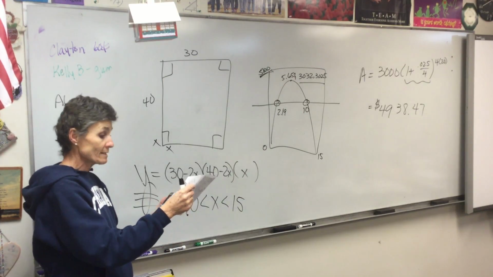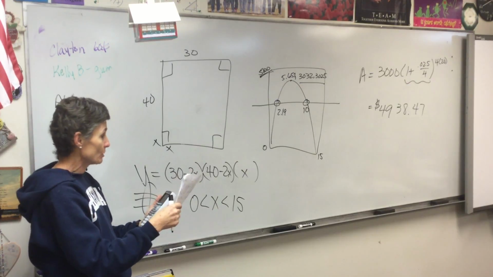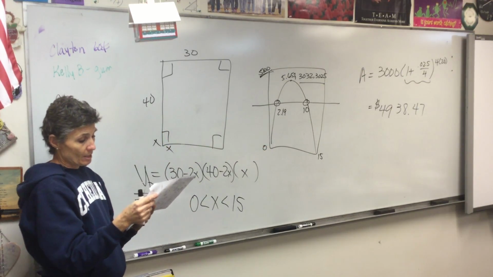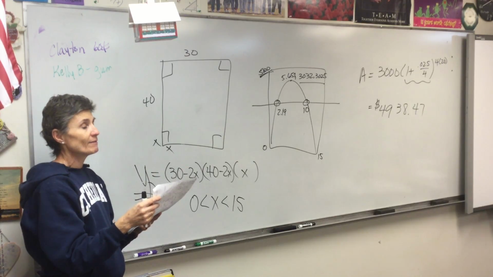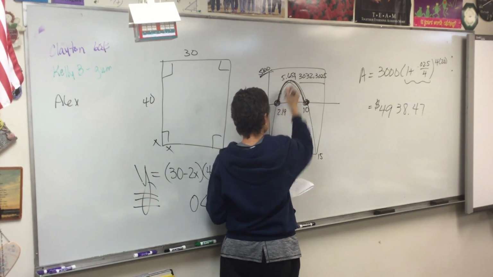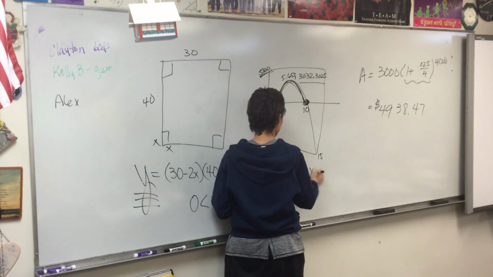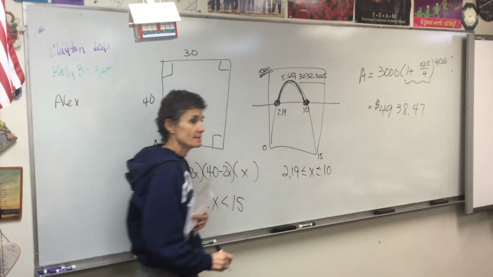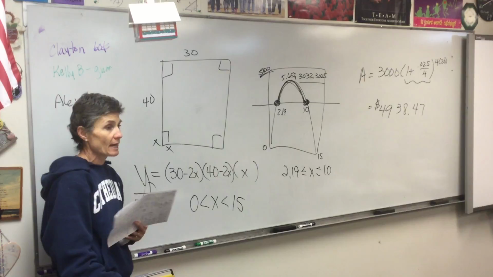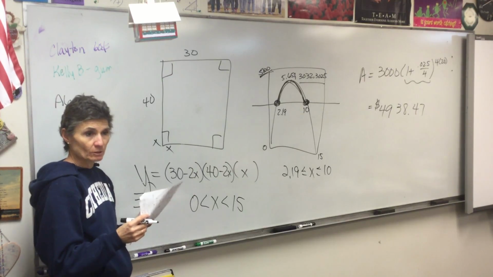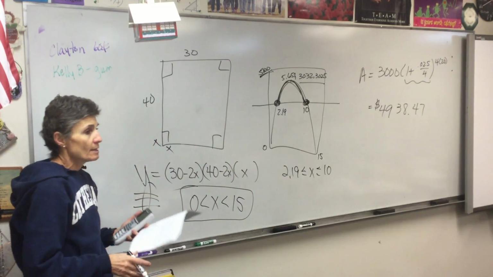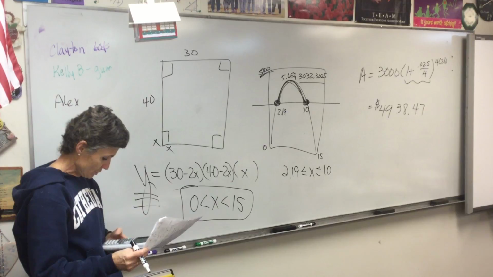So the question says, what size would the corners be to have a box with a volume of 2,000, either 2.19 inches or 10 inches? Then, what size would the corners be to have a box with a volume of at least 2,000? So that means 2,000 or more. So the x values would be any x value between 2.19 and 10, because any x value between those two generates a part of the curve that's higher than 2,000. You can write it as interval notation as well. You can write it as an interval, absolutely. And then F says, what is the domain of the function? Well, we already figured that out a long time ago. Your domain is your x min and max, so that would be 0 to 15.